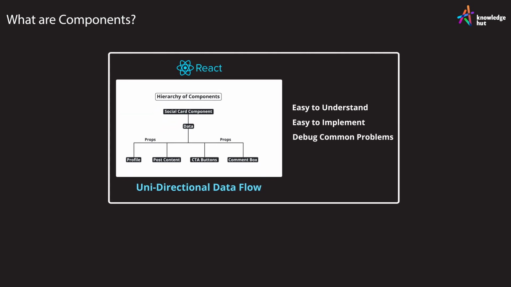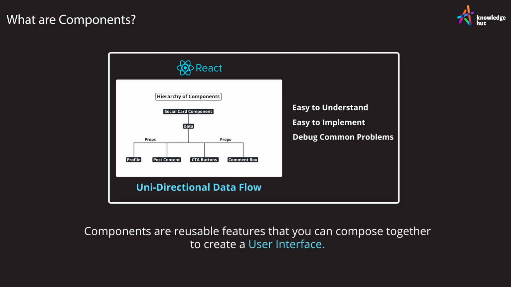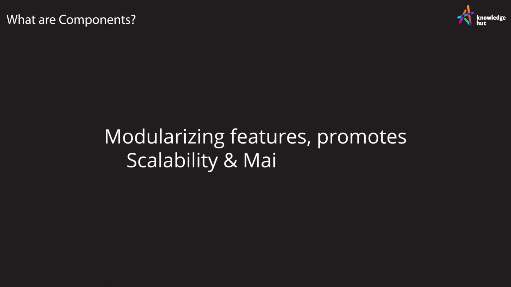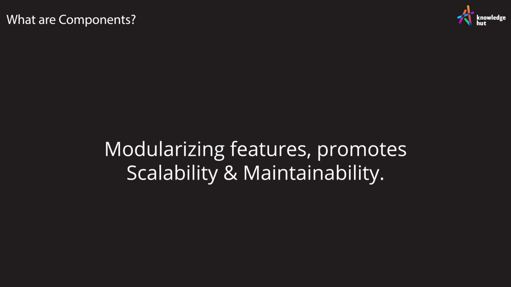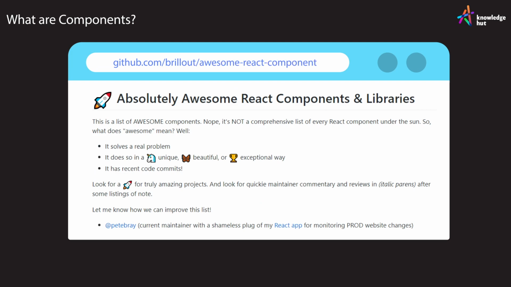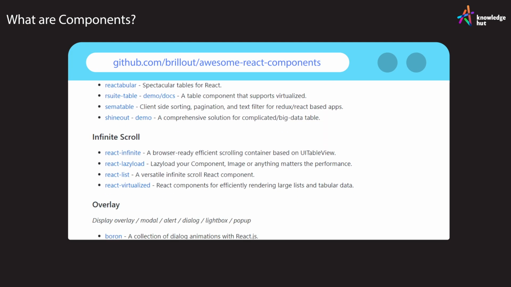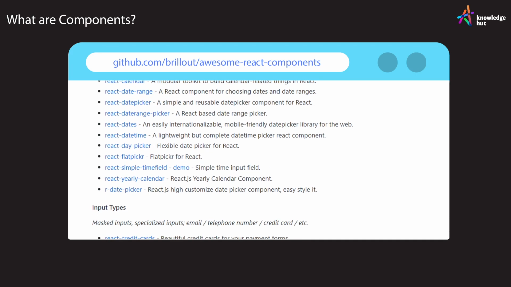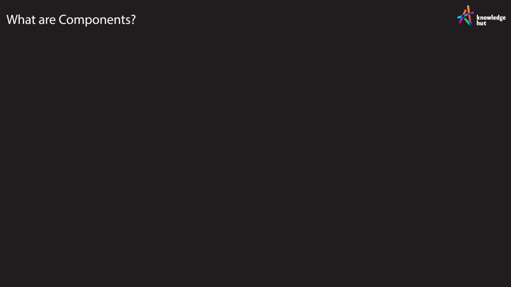The bottom line here is components are reusable features that you can compose together to create a user interface. I'll stress on the reusability here because it lets you design components that can be used across multiple projects, saving you tons of time. By modularizing features, your UI scales efficiently as your app grows and can be efficiently maintained as well. It is thus not surprising that a vibrant React community has made several component packages that you can download and use in your projects without wasting any time in building them from scratch.